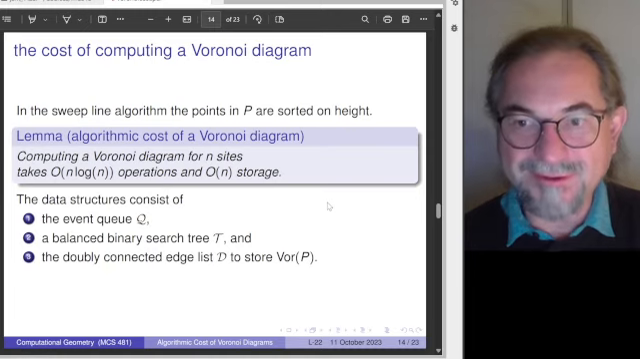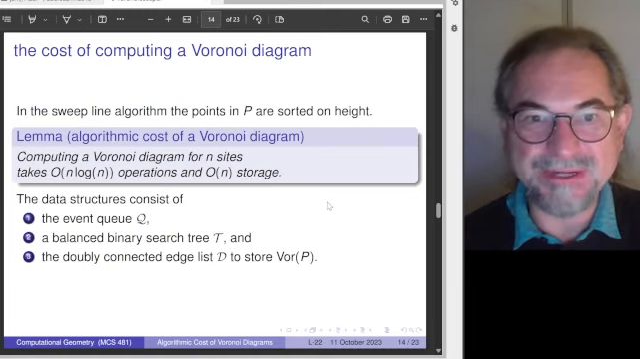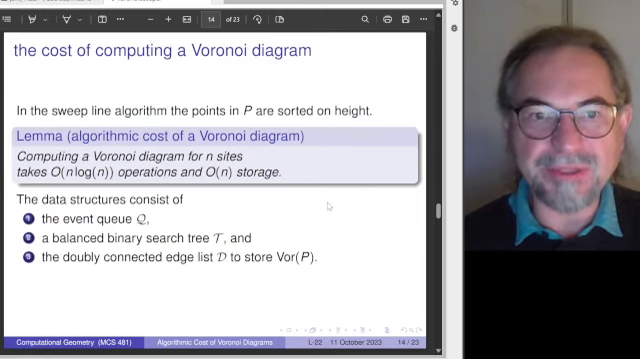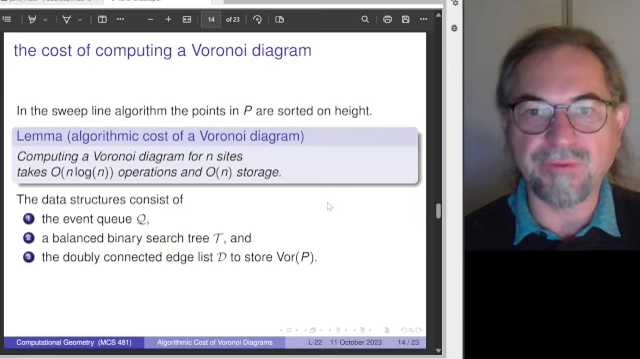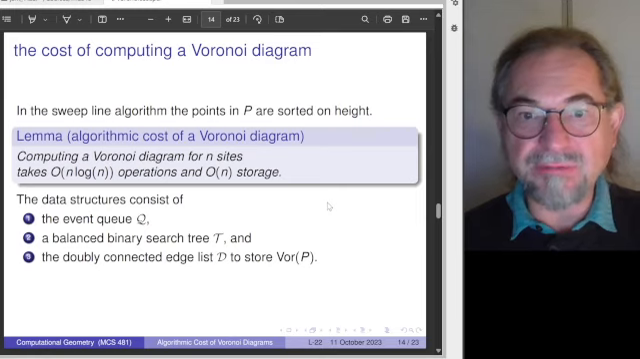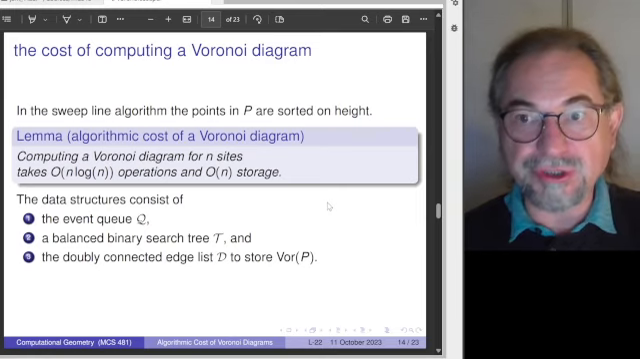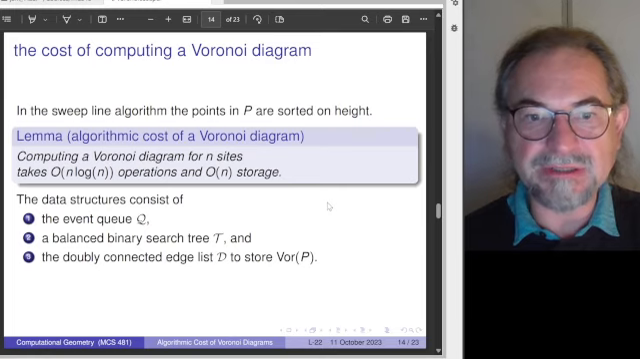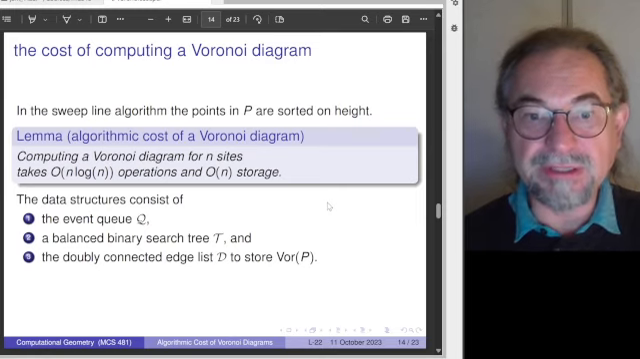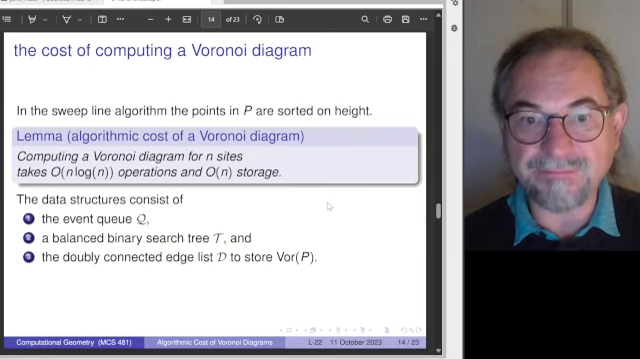Now I'm halfway through this lecture, halfway through the 50 minutes, and only now do I get to address the central topic, the cost of computing a Voronoi diagram. So we have an n log n number of operations, and a storage cost that is linear in the number of sites. Again, for completeness, we have to remind ourselves that the data consists of an event queue, a balanced binary search tree, and also the Voronoi diagram itself.